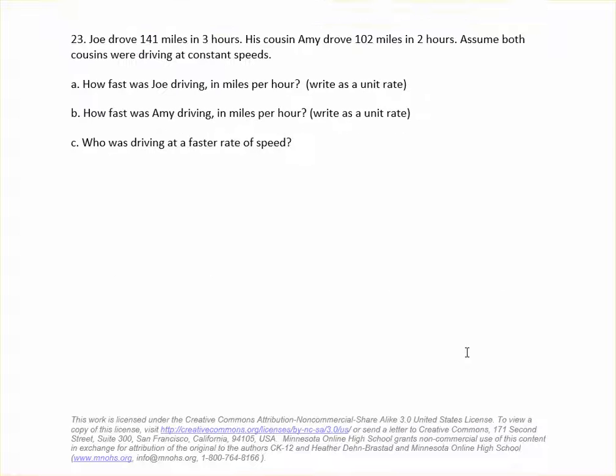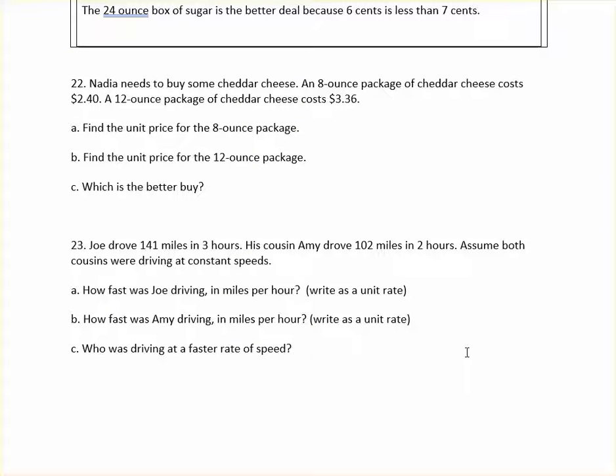So you're going to do that for these last two questions, is decide in number 22 which is the better cheddar cheese to buy. And in 23, we're going to look for who's driving at a faster rate of speed. So we'll write them as unit rates and be able to compare from there.